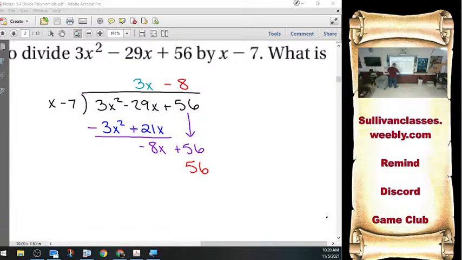My negative 8x just disappeared. And then when I subtract that thing, I change my signs, with nothing left over. What does that mean? That means you are done. 3x minus 8 is my answer. What does it mean when I divide and there's no remainder? It's linear. It goes in evenly.